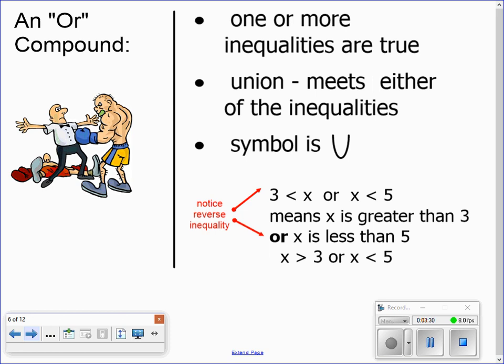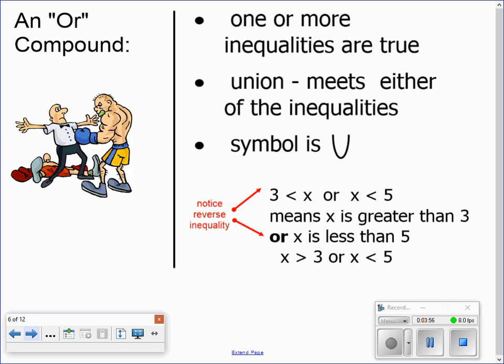We get to our union inequality. This is our "or" compound. This is when your solution just has to be in one or the other of your inequalities. So one or more of the inequalities should be true. The union meets either of the inequalities. This one isn't the intersection. You're looking in both spots. The symbol is this ∪, or upside down arch.